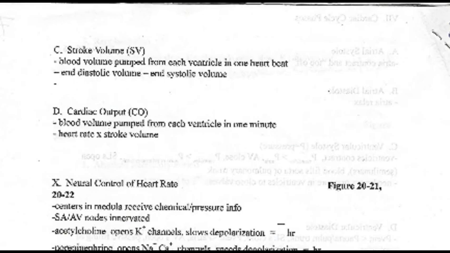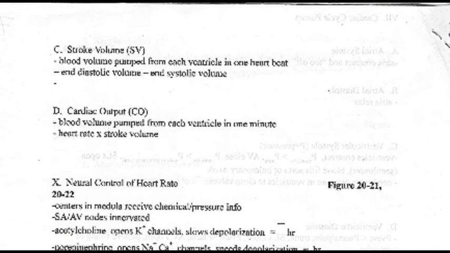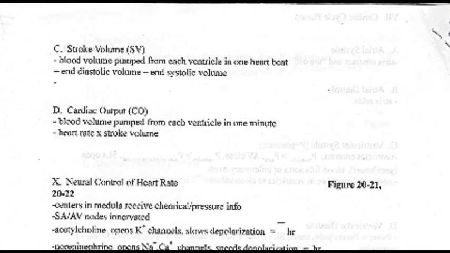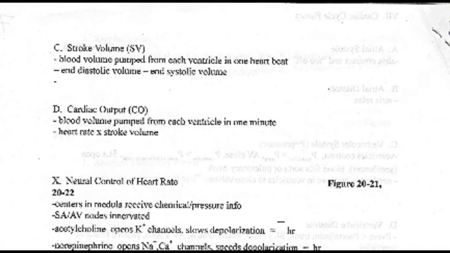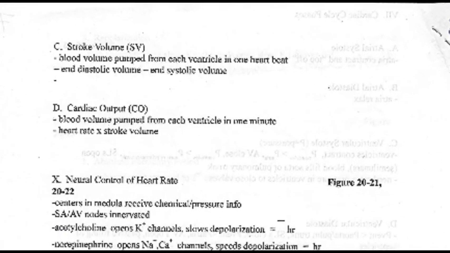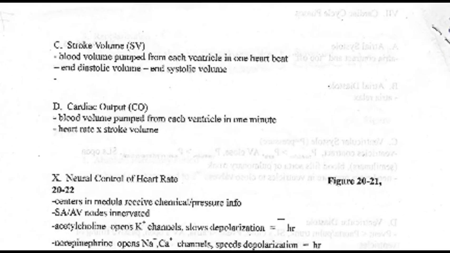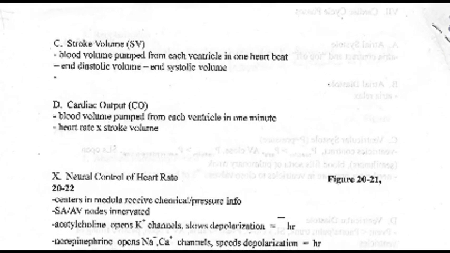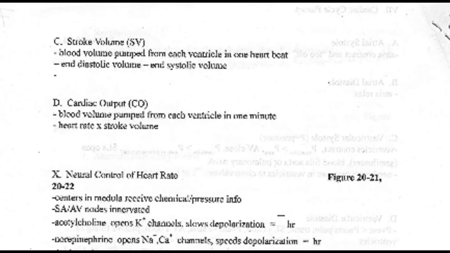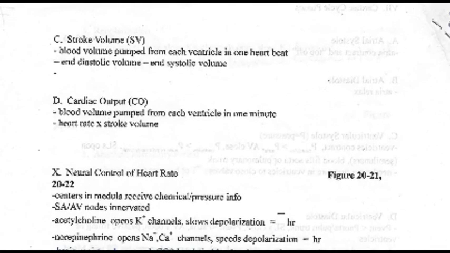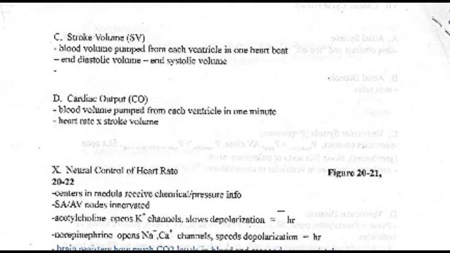Stroke volume. The stroke volume is the blood volume pumped from each ventricle in one heartbeat. The equation for stroke volume, also known as SV, is the end diastolic volume minus the end systolic volume.